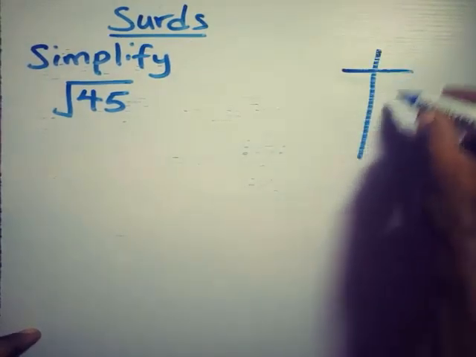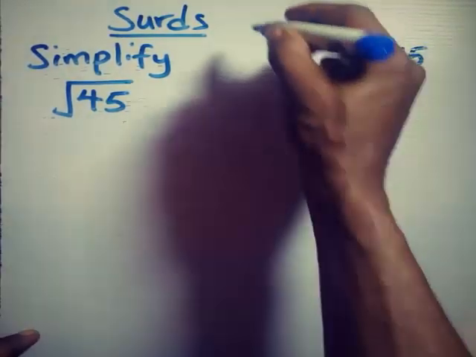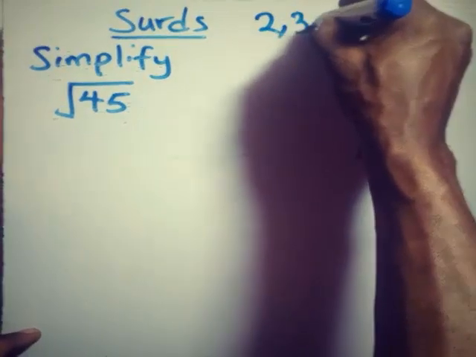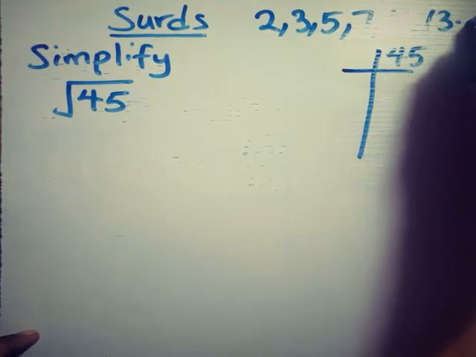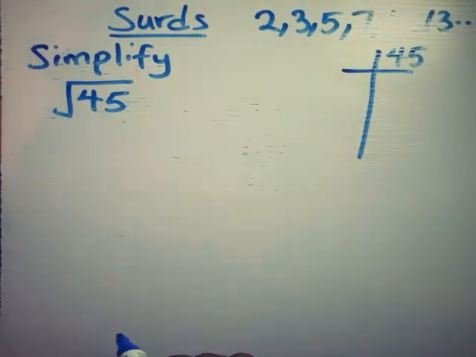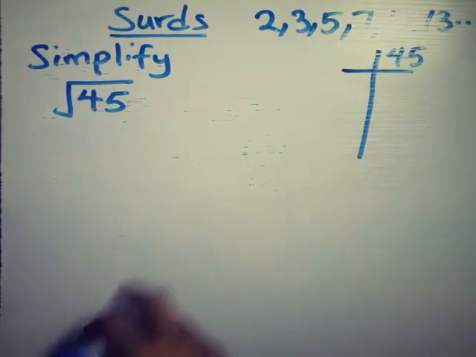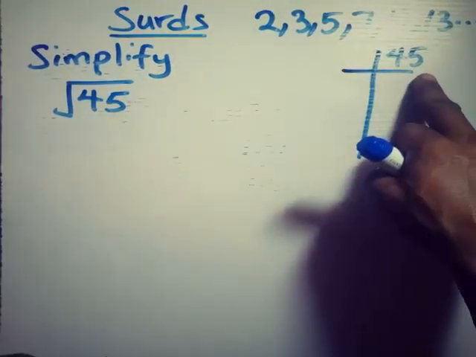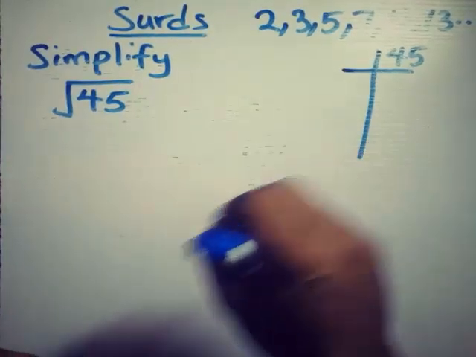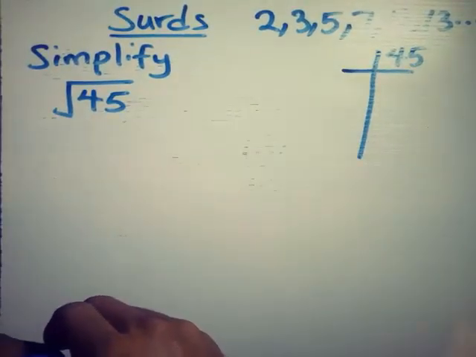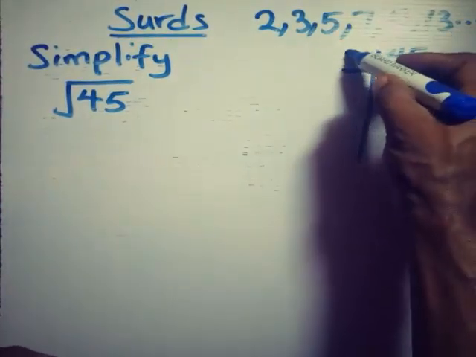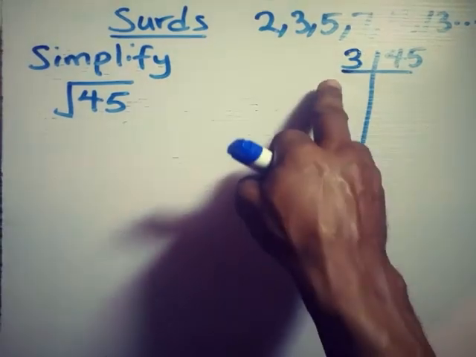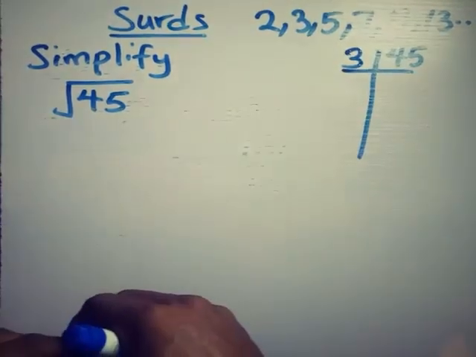Basically, we have a table and 45 is here. Then we write out our prime numbers. So since we have our prime numbers on the screen, can 2 divide 45 successfully? No. There will be a remainder. So 3 can divide 45. We use 3.